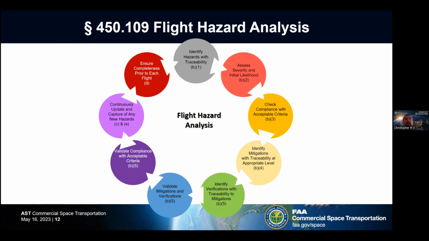This is a color wheel that helps to pull all of the requirements of 109 together, and as such shows the iterative closed loop process of the system safety analysis.